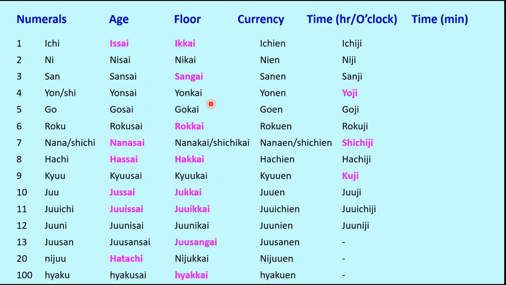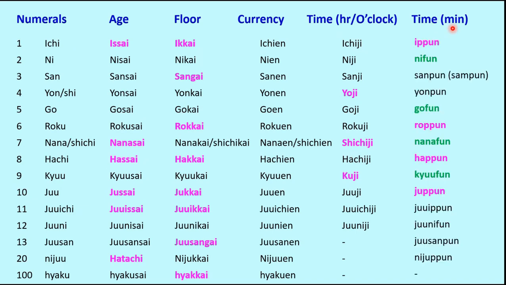So friends, this is our familiar summary table for the Japanese counters we have learned so far. We have learned about age, which is sai, floor, which is kai, currency, which is en, and time in hour or o'clock, which is ji. Today is time in minutes. Before that, the purple color in each of these indicates the exceptions for each of these counters. So likewise, we will have similar exceptions for time in minutes as well.